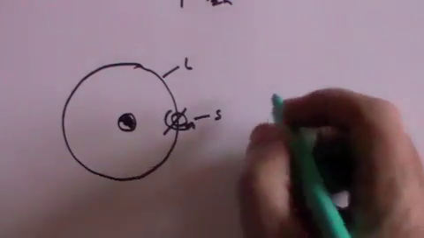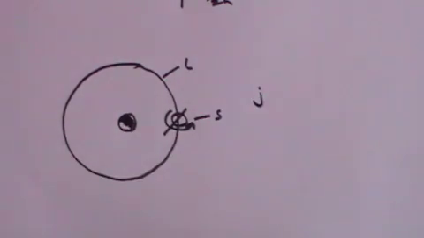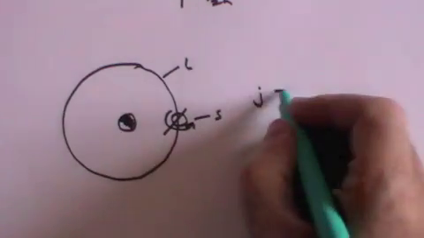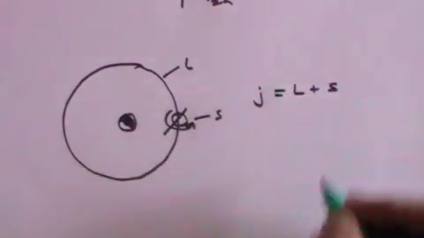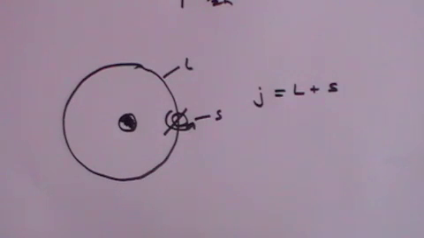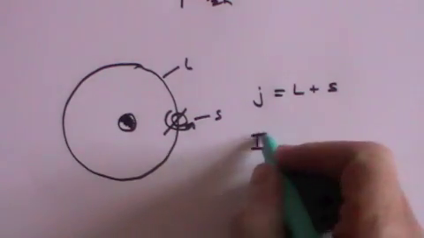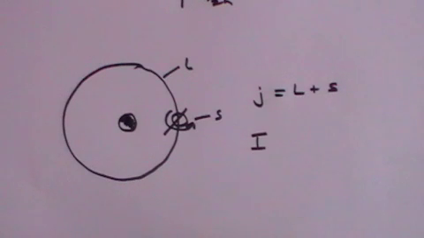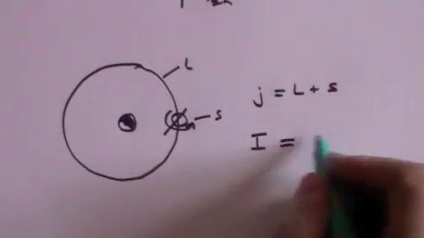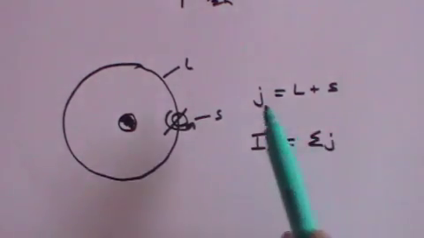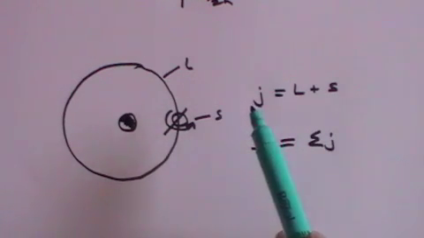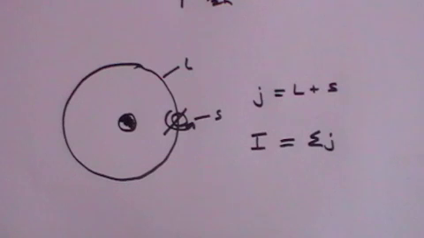And the total angular momentum of an individual nucleon, like a proton or a neutron, is equal to the sum of the orbital angular momentum and the spin angular momentum. These are vector quantities, but I'm keeping it simple at this point. And then the total nucleus spin, that is the spin associated with the entire nucleus, will be equal to the sum of all the individual total spins of each of the nucleons.